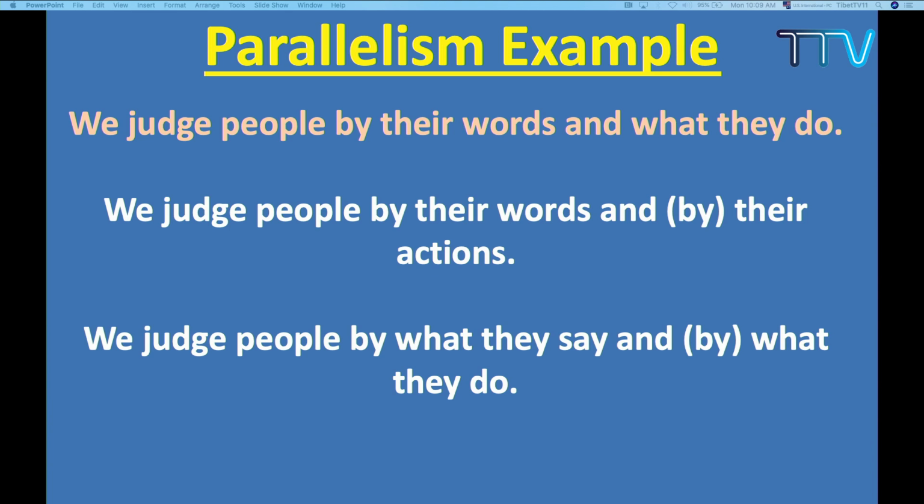The second one: we judge people by what they say and by what they do. So "by" is optional. We judge people by what they say, what they do, what they play, what they write. All these are verbs. So if you want to use verbs, you continue using verbs. If you are using nouns, you continue using nouns. You should not mix up. If you mix up all these things, this is called parallelism. That is a common error.